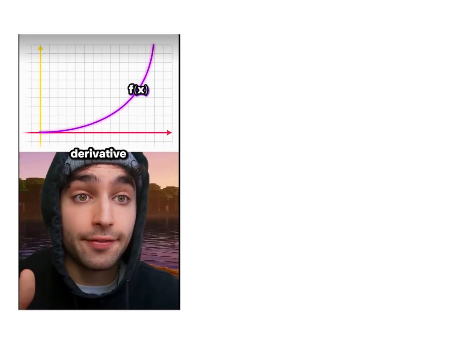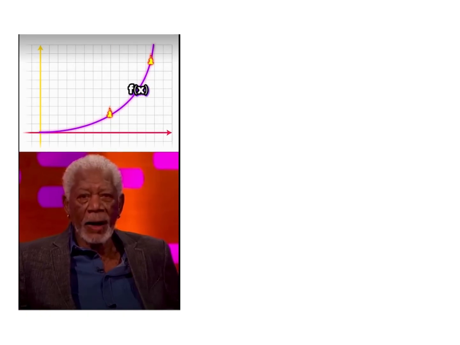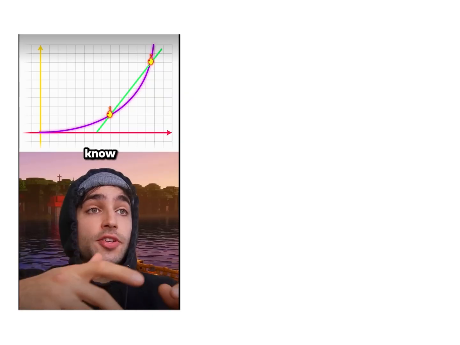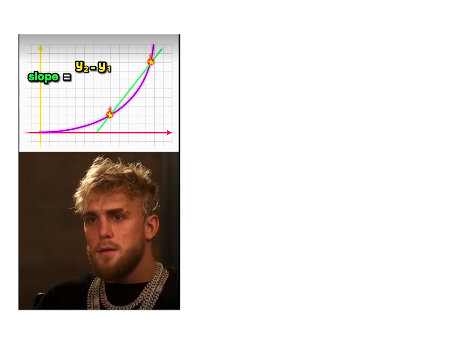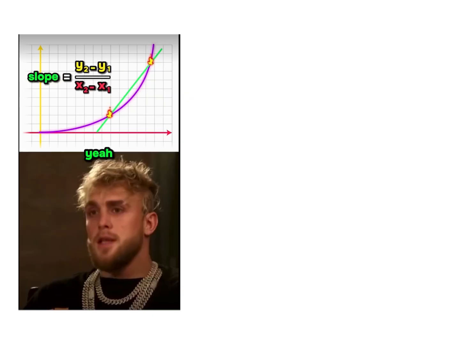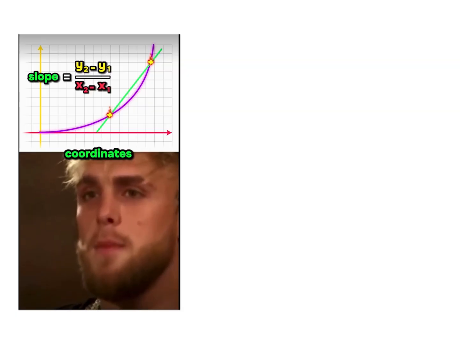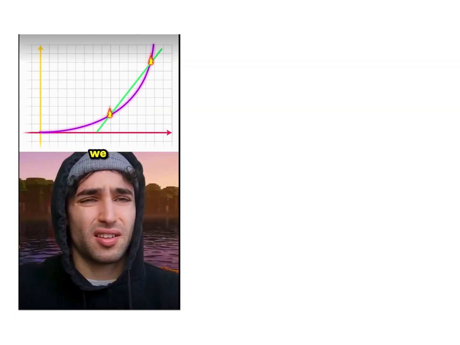Define the derivative. Let's put two random points on this curve. Now, how do you find the slope between them? I know the slope is y2 minus y1 over x2 minus x1. Yeah, but to use that, it helps to actually know the coordinates of the two points. We won't be too specific.